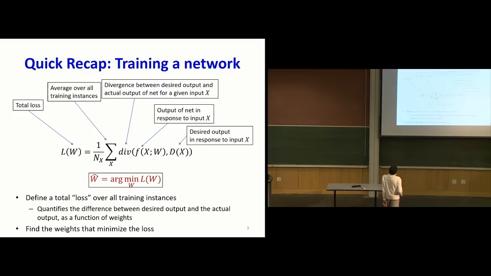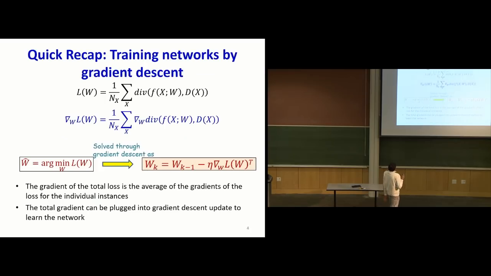So here are all the various components. This is the total loss. This is the desired output in response to an input X. This is the output of the network. This is the desired output. This is the actual output. This is the divergence function. Here's the average. This is the loss. This is what we minimize.